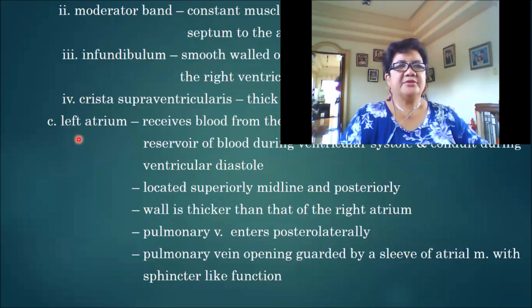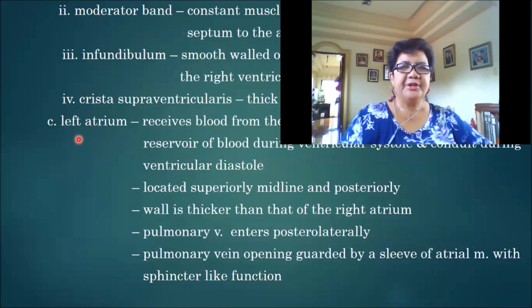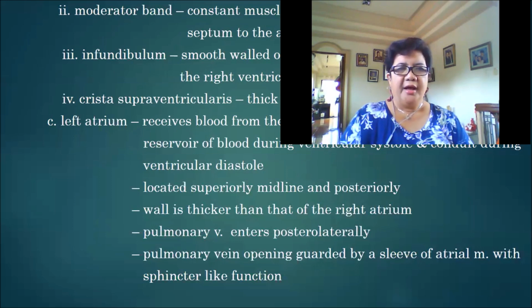Then you have the left atrium. This receives blood from the pulmonary veins and serves as a reservoir of blood during ventricular systole. So while the ventricle is contracted, the blood that will come from the lungs will be stored temporarily in the left atrium. And when the ventricles relax, it will contract also and push the blood to the left ventricle. This is located superiorly, midline, and posteriorly.